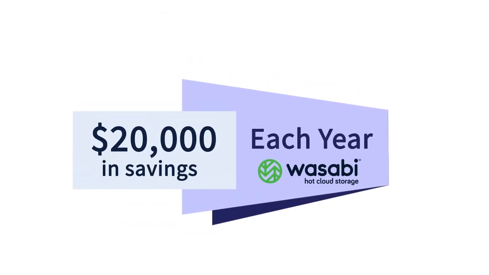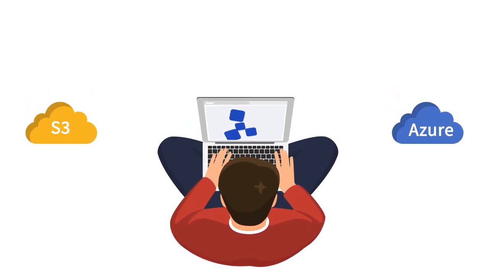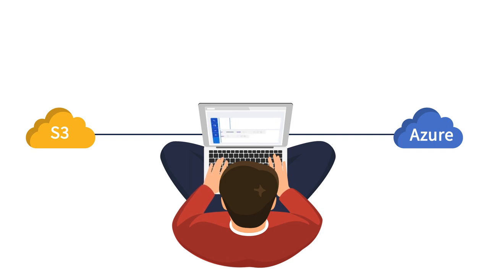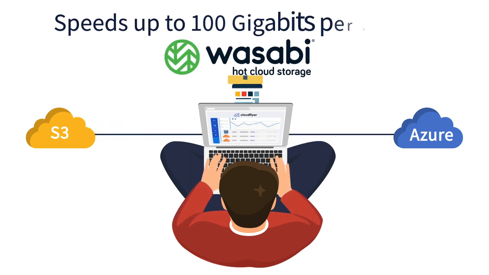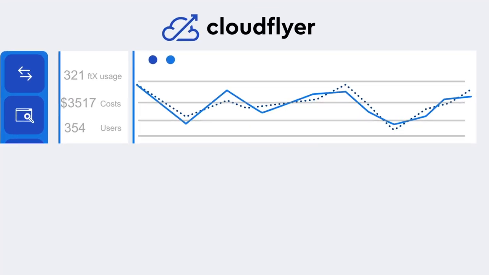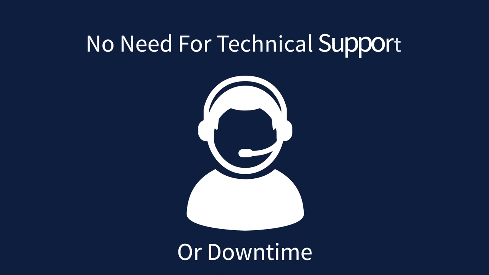We've made a way for you to move between the clouds nice and easy. Sign up to Cloudflyer, connect your cloud accounts, and in less than a minute, securely begin moving all your files, folders, or buckets from S3 or Azure to Wasabi at incredible speeds. In addition, Cloudflyer will pay your egress costs to move. No need for technical support or downtime.